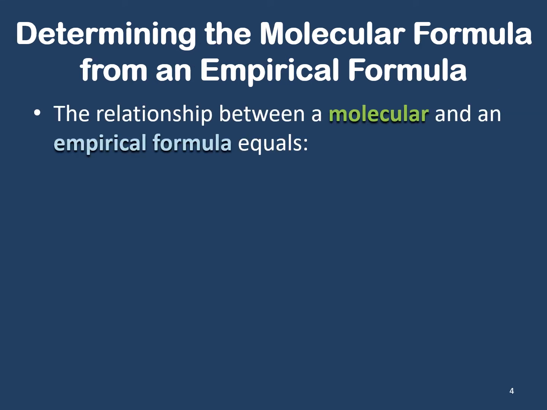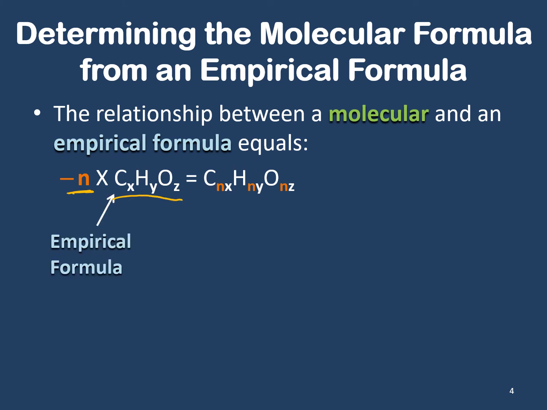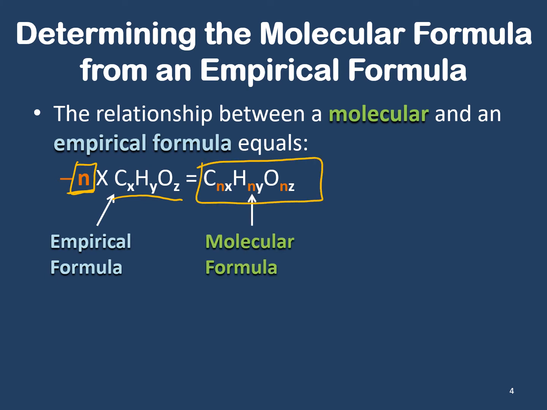The relationship between a molecular and empirical formula is important as well. We know that whatever our empirical formula is right here, if we multiply it by some integer whole number value, n, we're going to get the molecular formula. However, I don't know what n is necessarily, so we need to find a way to determine what value to multiply our empirical formula by in order to determine our molecular formula.